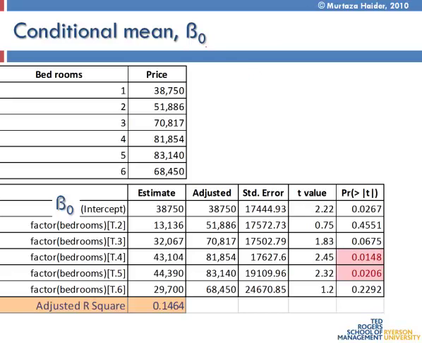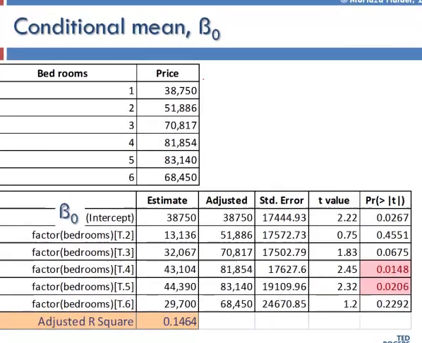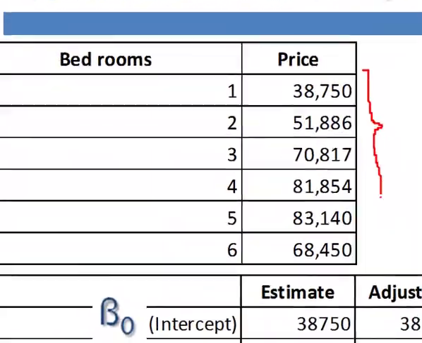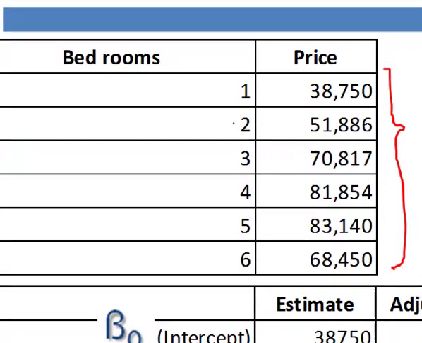We have the data on housing prices, but I have computed the average house price in dollars for a data set, and I have minimum number of bedrooms in our data set as 1 and the maximum number of bedrooms as 6. And you would notice that the average price of homes with 1 bedroom only was $38,750. For 2 bedrooms, average price was $51,886, and all the way to 6 bedrooms, the average price was $68,000.